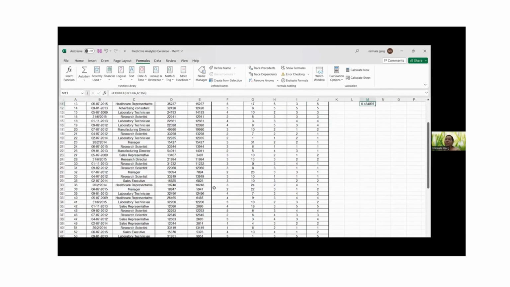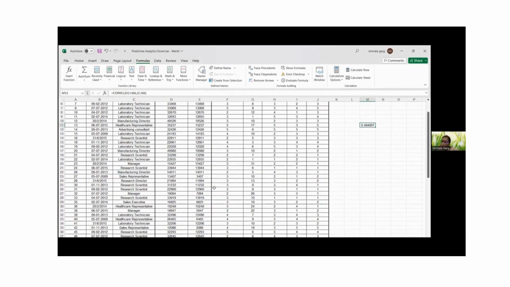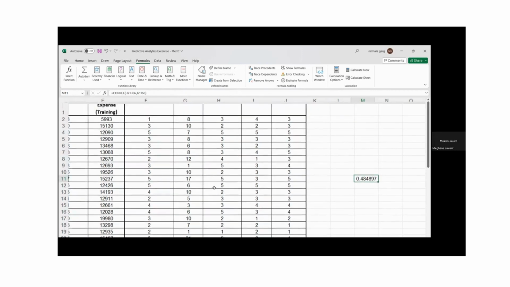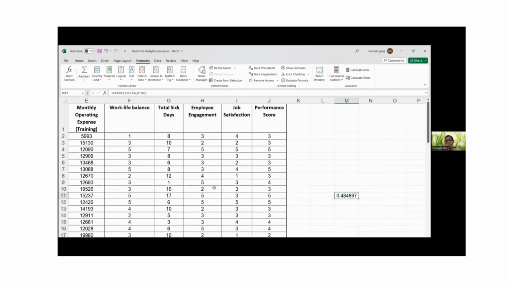Okay. What is the correlation? It is 0.48. So it is a positive correlation. When there is a positive correlation, I will say that there is some kind of relationship between employee engagement and performance. Engagement has an impact on the performance. So can I do some prediction? When I want to predict, I will use regression.